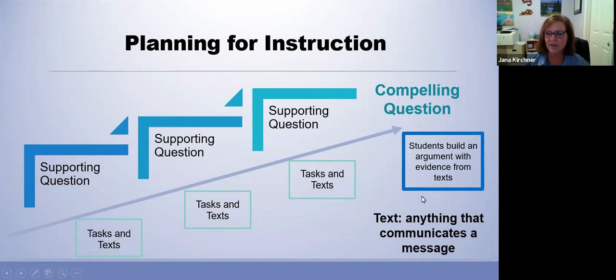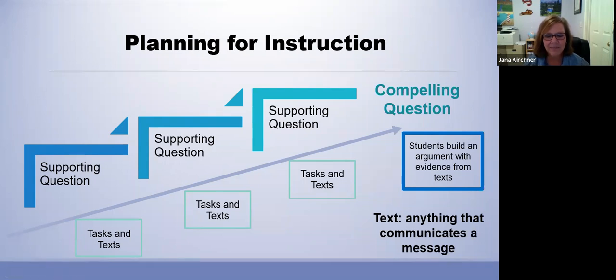So if this is our end goal for an inquiry unit, we've got to break it down into smaller parts that might be supporting questions. And each of those would have tasks or text. Now that could be, what are the causes? What is the background information? How does the physical geography affect what happened in ancient China? It could be a smaller, more narrow topic, but they're going to examine a text. And a text we're going to define, and this is using literacy language, as anything that communicates a message.